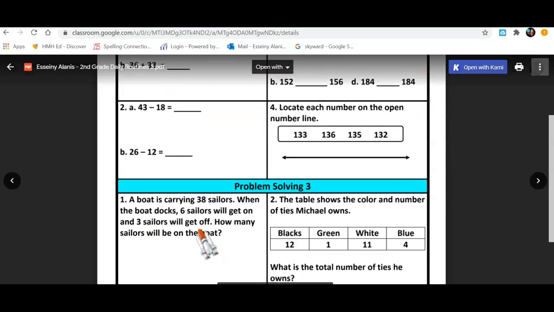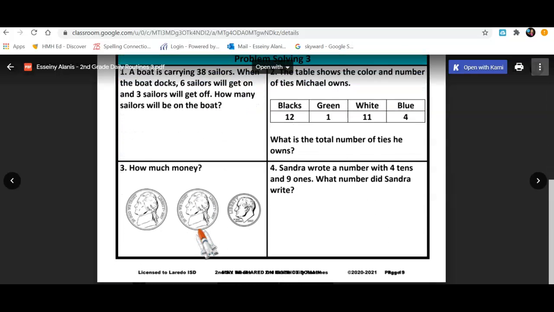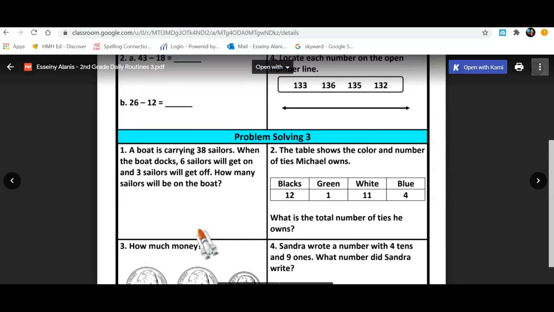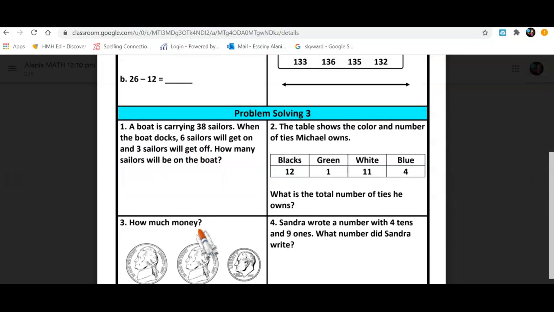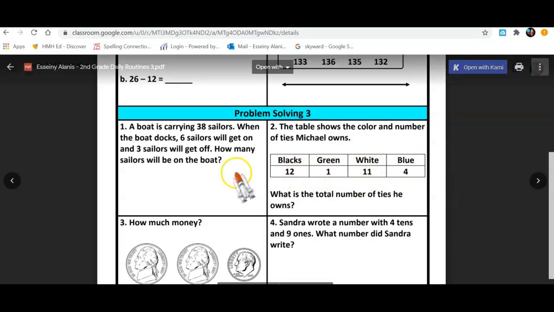And our basic facts. The basic facts is a review of everything that we have learned. So this one should also be very easy for you to complete. Like for example, this one. The table shows the color and number of ties Michael owns. What is the total of ties he owns? We have to add all the numbers.